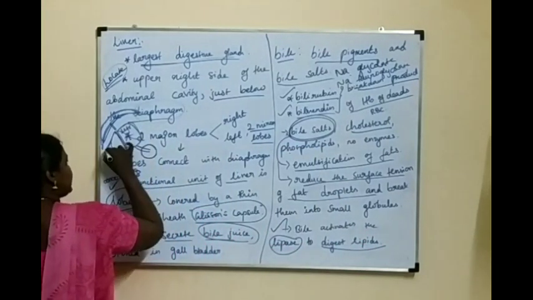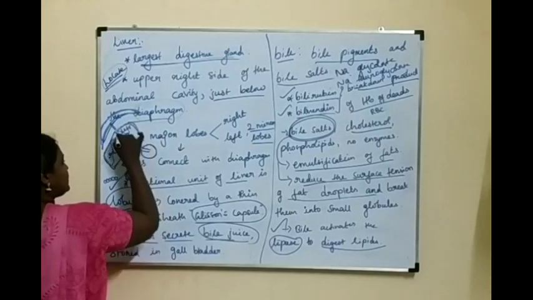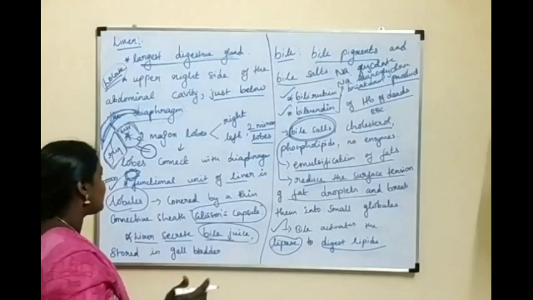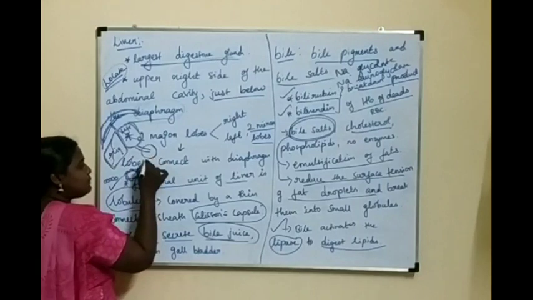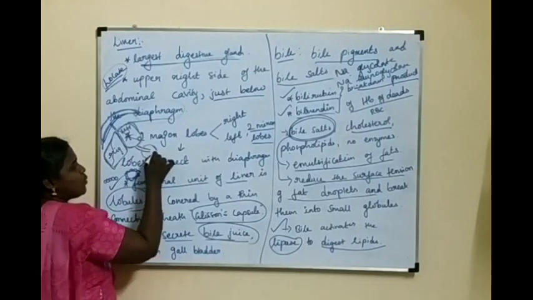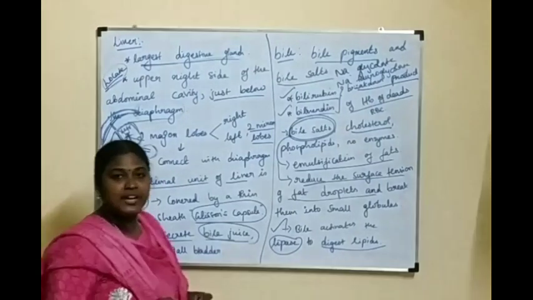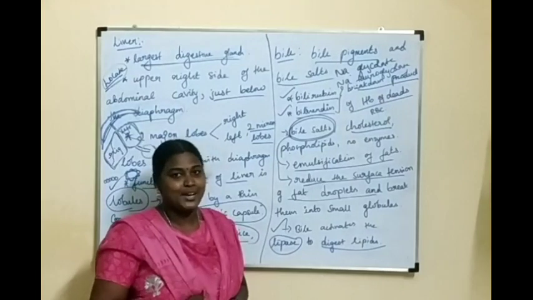What is attached to this liver? The liver always has a lobe-like structure. The gall bladder is attached to the liver. What structure is attached to the liver? It's the gall bladder. Can you understand?